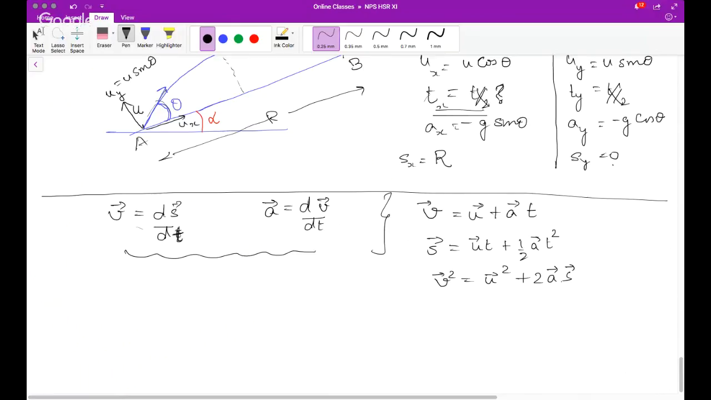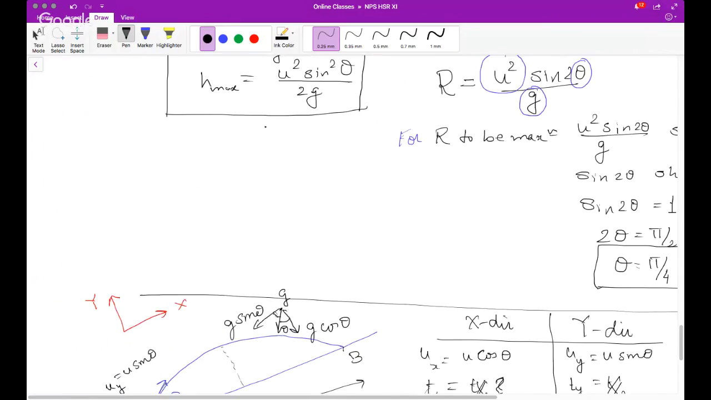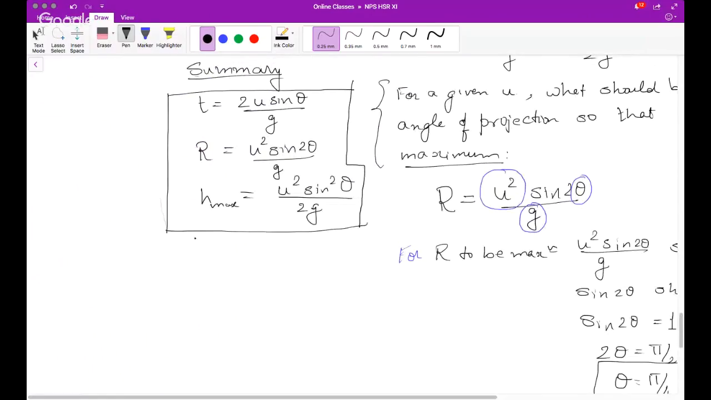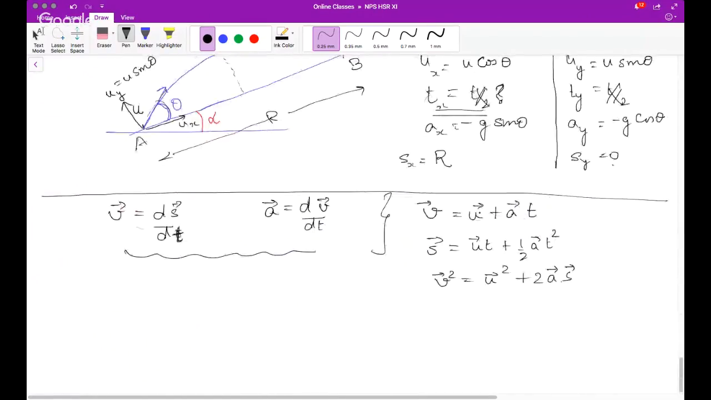And then depending upon the merit of the case, we use these equations, we treat X and Y independently, and we use the conditions given in the question to find out the required information or the data asked for. Beyond this, there is actually no other concept deployed. All this analysis of projectile, all these three equations which we just got, was nothing but the application of these three vector equations in two different components.